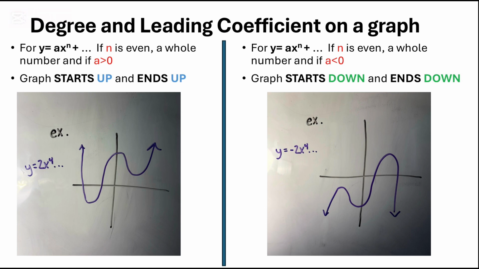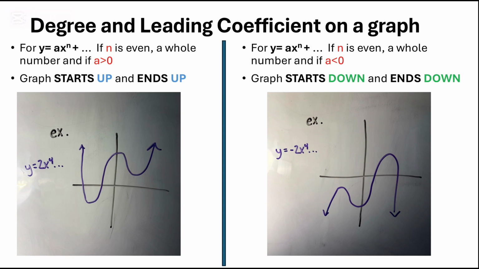So these are some really important examples that you should remember when graphing a polynomial expression. For y equals ax to the n plus, if n is an even whole number and if a is more than 0, the graph will start up and also end up. That means that the starting point of the graph should be starting up and the ending point should also be up. This example on the left is just an example of what that should look like.